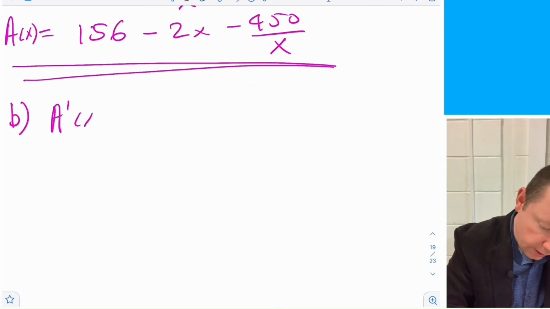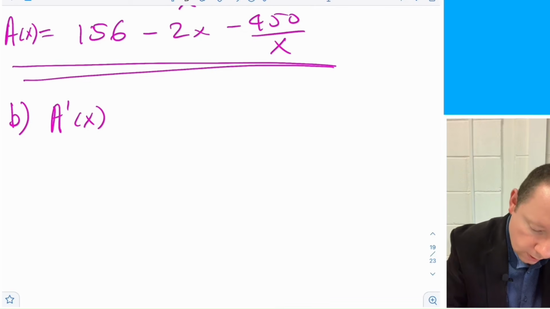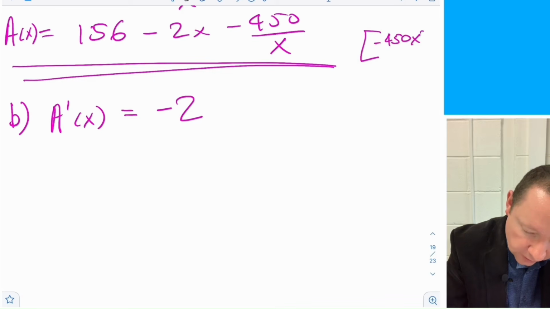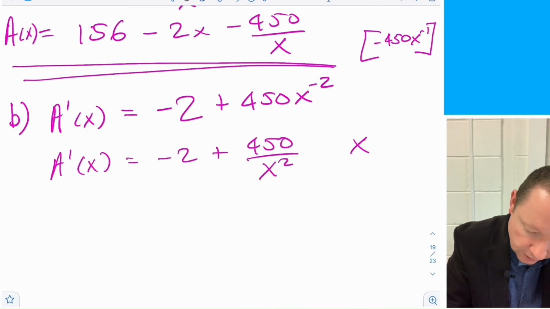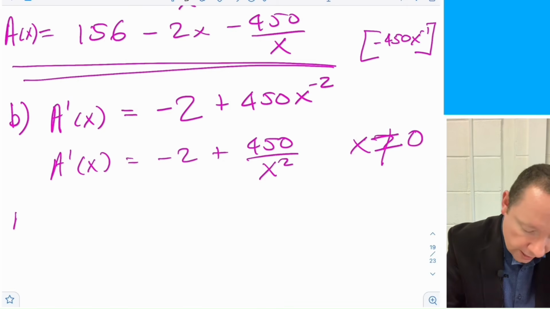So A dash x, we're going to have minus 2. And if I take a little note up here, minus 450 over x is minus 450 x to the minus 1. So we've got minus 2, then plus 450 x to the minus 2. Or, in other words, A dash x is minus 2 plus 450 over x squared. Clearly x cannot equal 0. So max or min stationary points we're looking for.